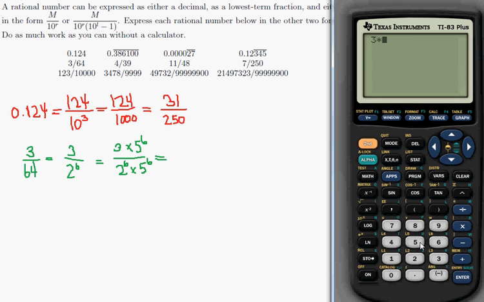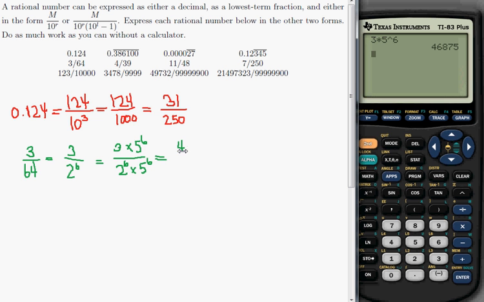And 3 times 5 to the 6th power is 46,875, divided by 10 to the 6th power. And then that's instantly convertible to a decimal point, 0.046875, which is what we saw before.